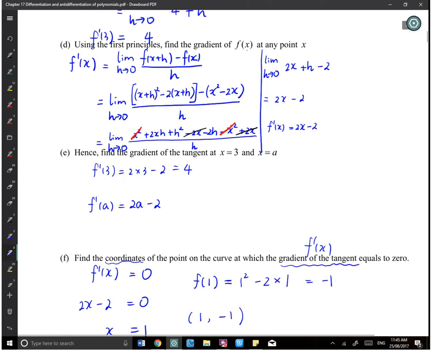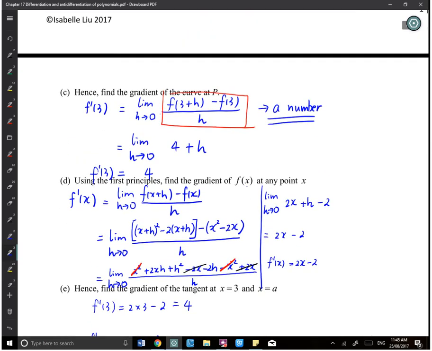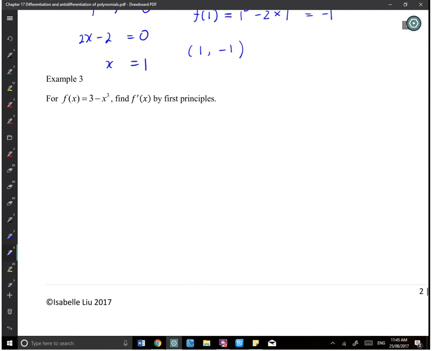Okay, what is first principle? Again, first principle is the limit as h approaches 0 of f(x plus h) minus f(x), divided by h. Substitute in and try to figure it out. Expand, and then simplify it. And substitute h equals 0. Just to let you know.